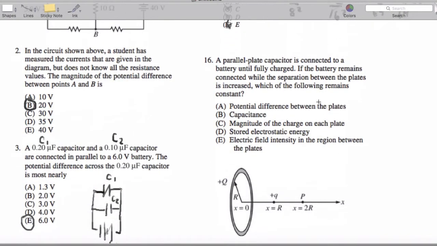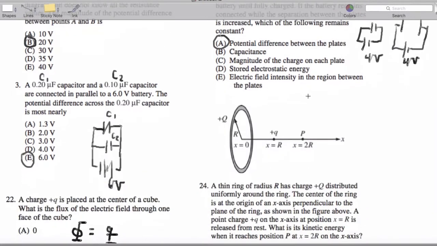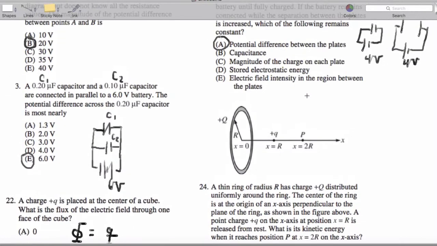Next, we have a parallel plate capacitor connected to a battery until fully charged. If the battery remains connected while the separation between the plates is increased, which of the following remains constant? So we're connected to a battery. We're going to remain connected to the battery. So it's like we have this 4-volt battery, let's say, and we have a capacitor here. And then we just move the plates further apart, but we're still connected to the 4-volt battery. Well, our voltage stays the same. All right. And that's choice A.